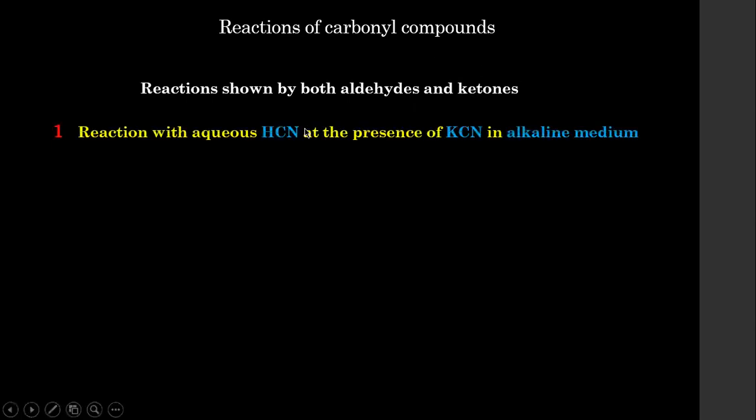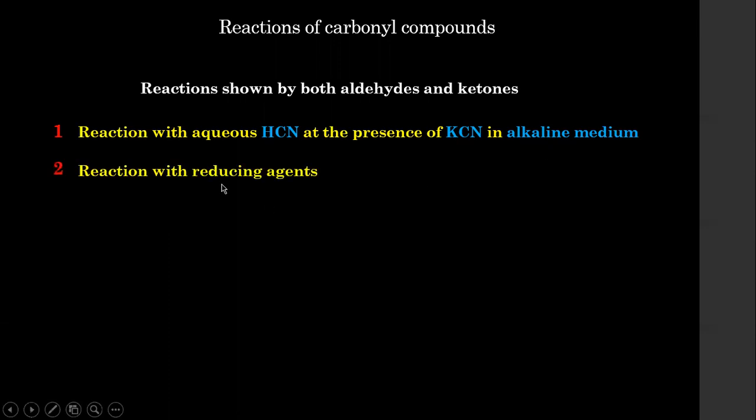First one is the reaction of aldehydes and ketones both with aqueous hydrogen cyanide, HCN, in the presence of KCN to be used as a catalyst. KCN breaks down in water and makes K+ and CN-. The CN- is acting as a catalyst in the reaction of aldehydes and ketones with HCN. Of course, the reaction has to be done in alkaline medium. And we go to the second reaction.